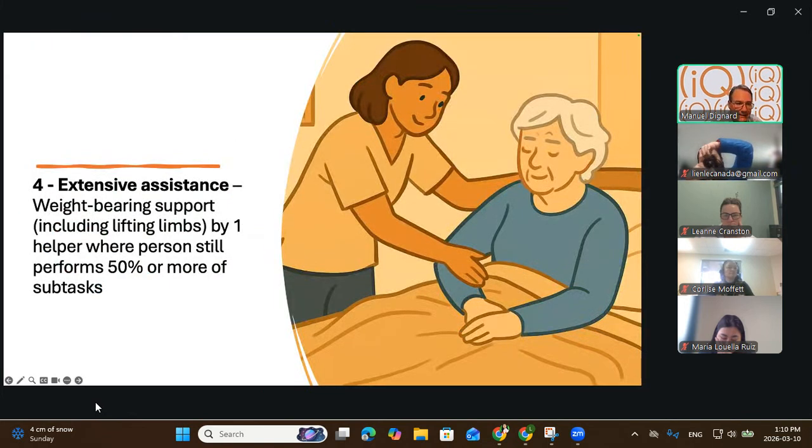So when we get to the extensive assistance, now we are in weight bearing territory. So the resident still does at least half of the work, right? That's important. But the staff must lift a limb and or assist more actively to complete this task. But it's one helper, right?